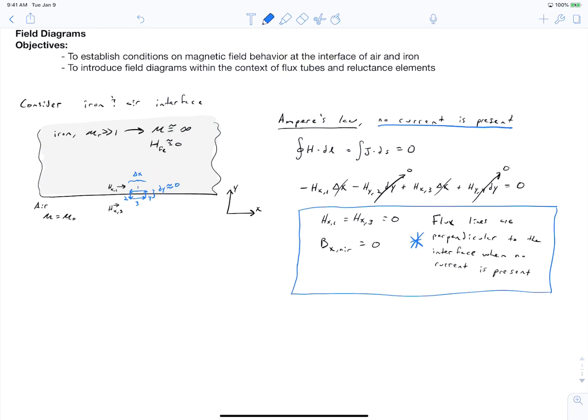That means that if we have a tooth of our stator, and we're solving for the field that's flowing through our stator, our field can exit that stator tooth like this at all points, but it cannot exit like this. Let's now consider the same thing, but we're going to put some current within that Amperian loop. We're going to put some current right at the surface of our interface.